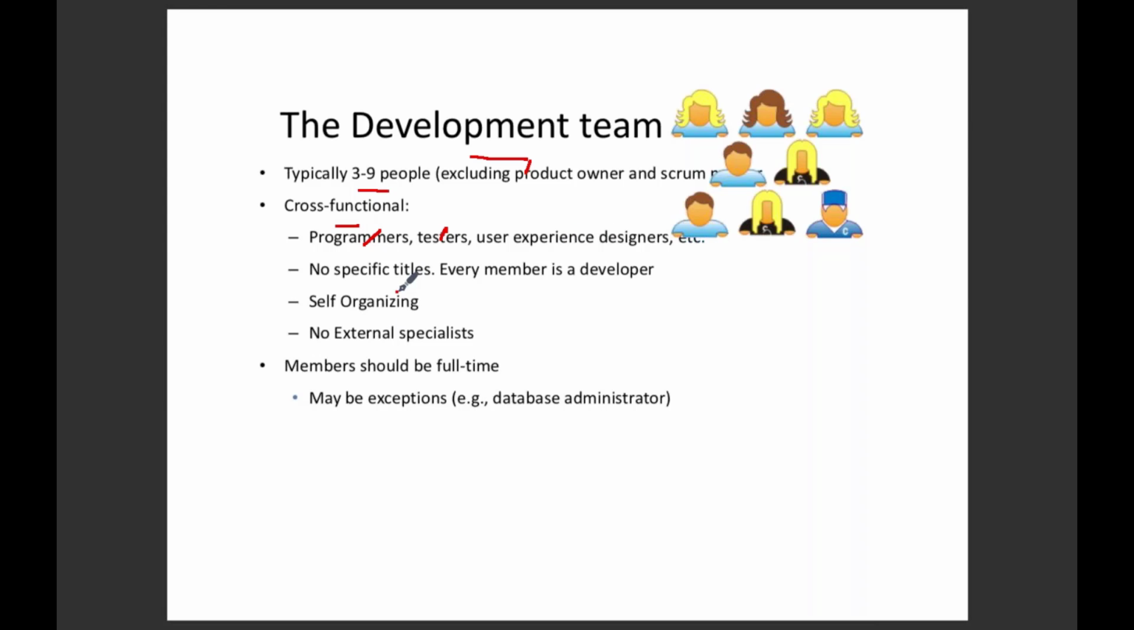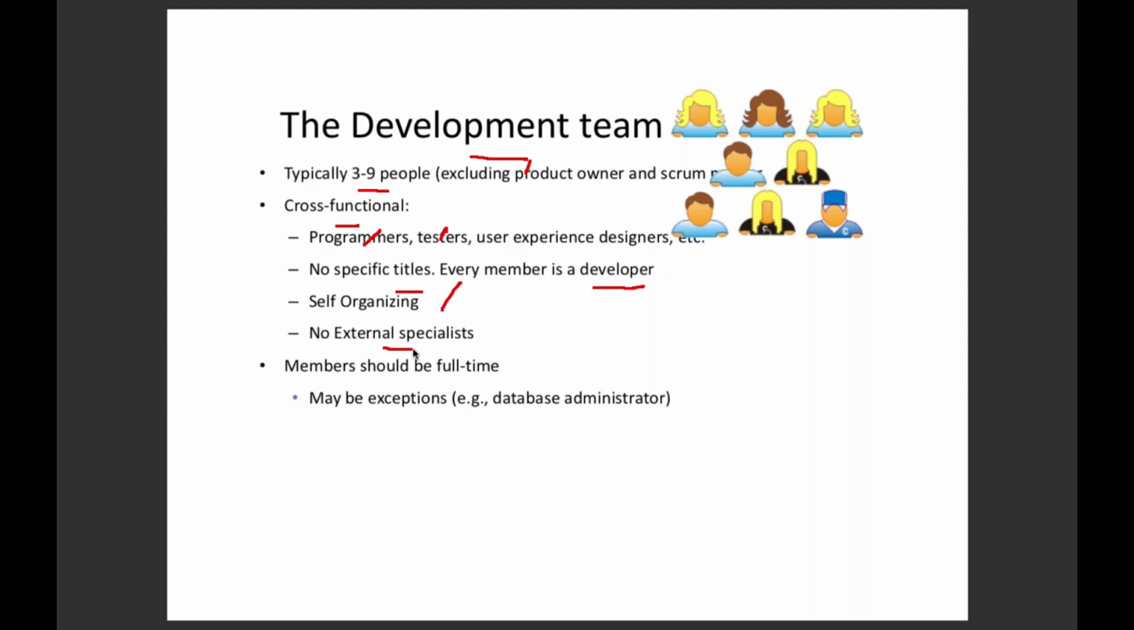And there are no specific titles. Every member is called a developer. A designer is called a developer. A tester is also called a developer. As I told you, over a period of time, the cross-KT happens. Everyone will know everything. That's the optimum level you need to reach. And they are self-organizing. Already we discussed.